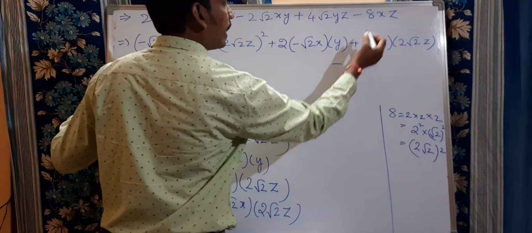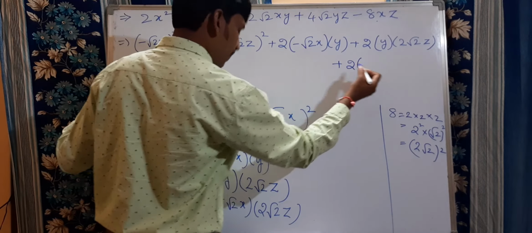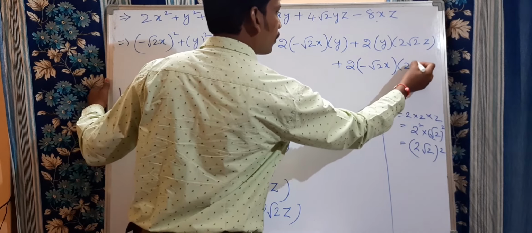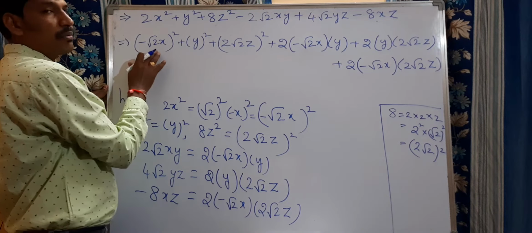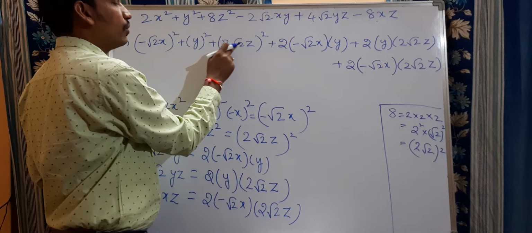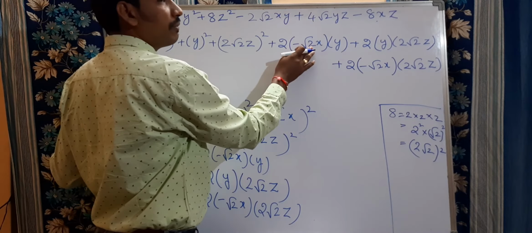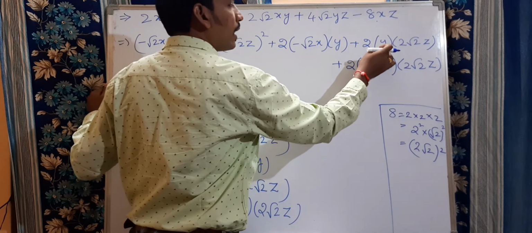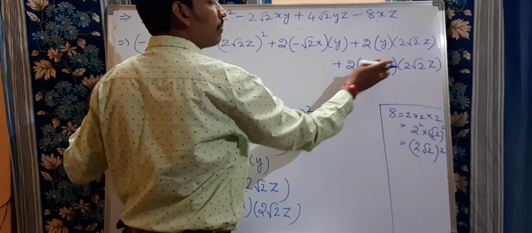Now in the place of 8xz I am going to write this term, that is plus 2 into minus root 2x into 2 root 2 z. Clear, my dears? So each and every term: 2x square is nothing but minus root 2x whole square, y square is y square, 8z square can be written as 2 root 2 into z whole square, plus 2 into xy. X is nothing but minus root 2x, y is y only, plus 2yz, the z term is 2 root 2 into z, plus 2xz, the x term and z term.